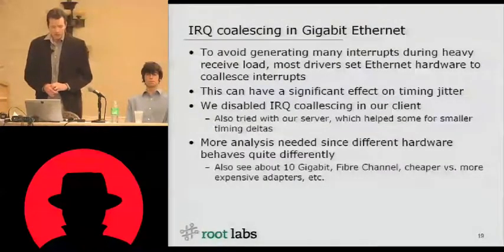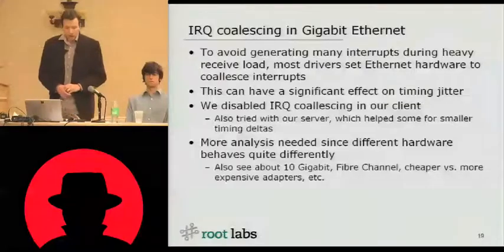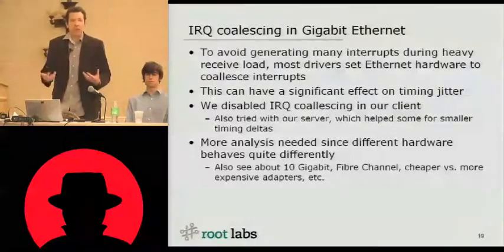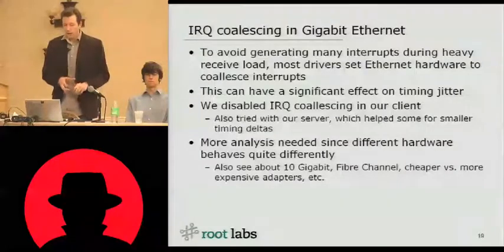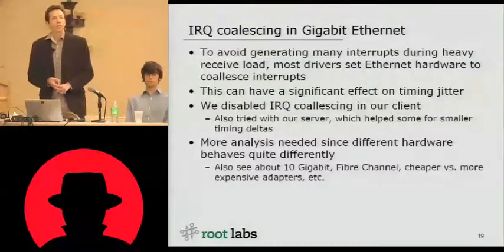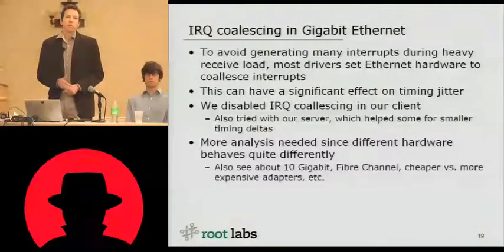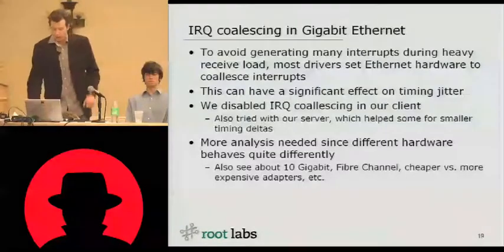One thing we'd like to see more work on is analysis of these different types of networking hardware. I mean 10 gigabit Ethernet, really fast, low latency, Fibre Channel. And there's also analysis of cheaper versus more expensive gigabit adapters. Some of the cheaper ones may do coalescing poorly or better; that will depend on how exploitable it is.